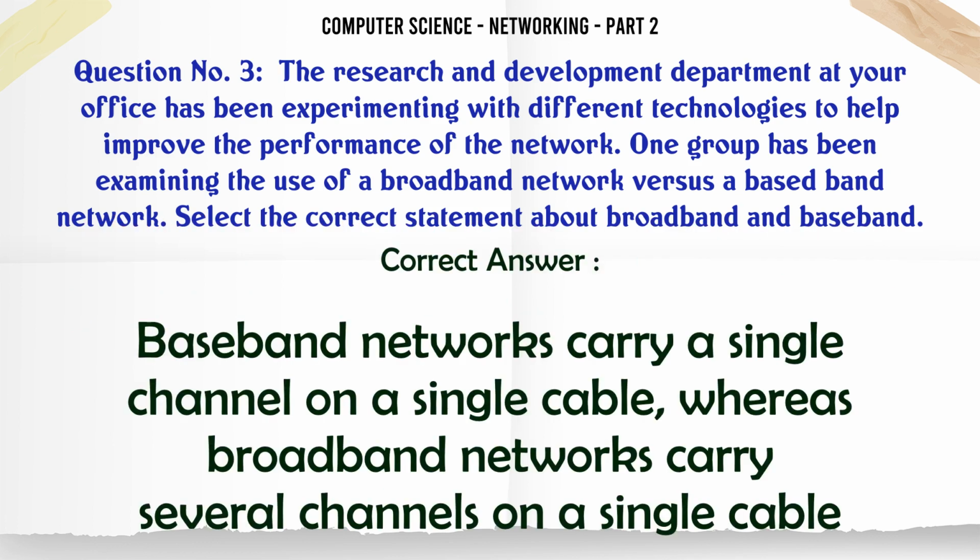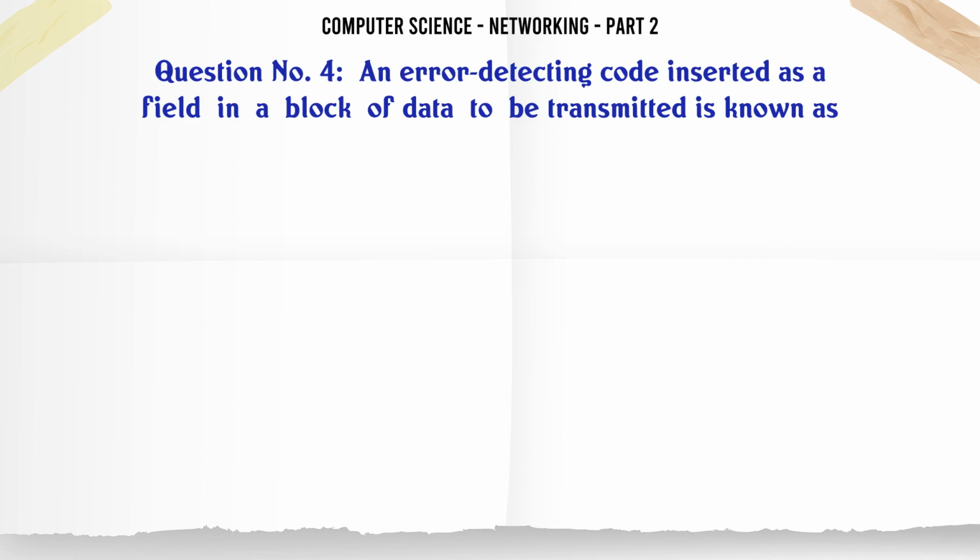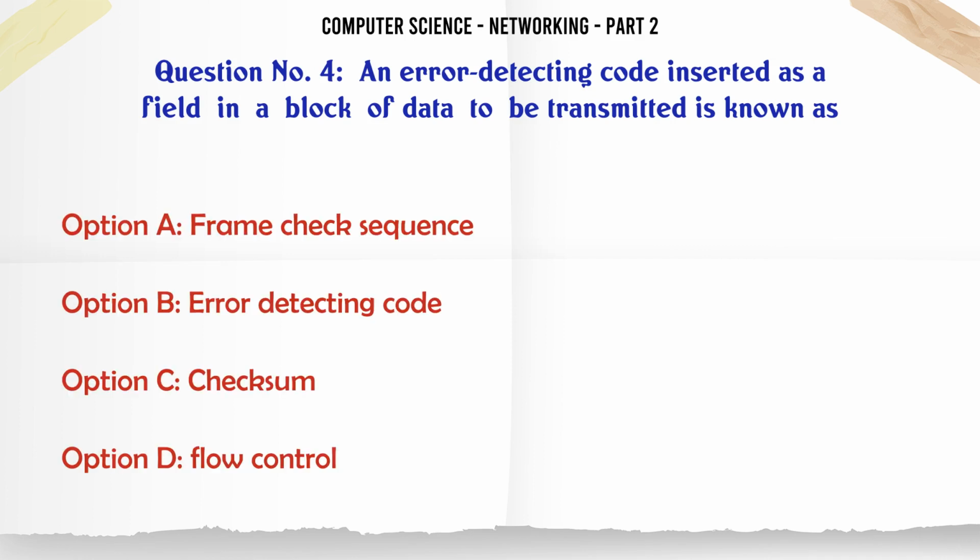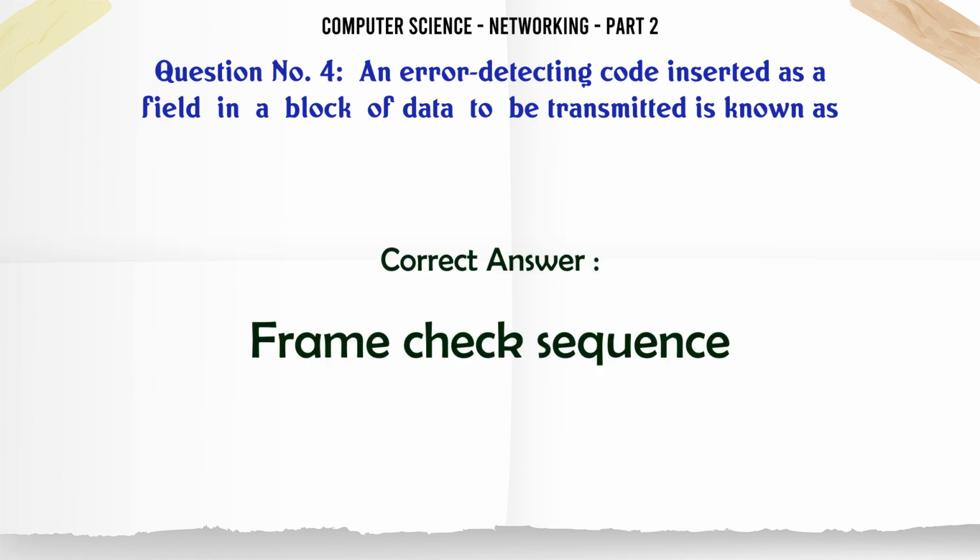The correct answer is baseband networks carry a single channel on a single cable, whereas broadband networks carry several channels on a single cable. An error detecting code inserted as a field in a block of data to be transmitted is known as A. Frame check sequence. B. Error detecting code. C. Checksum. D. Flow control. The correct answer is frame check sequence.